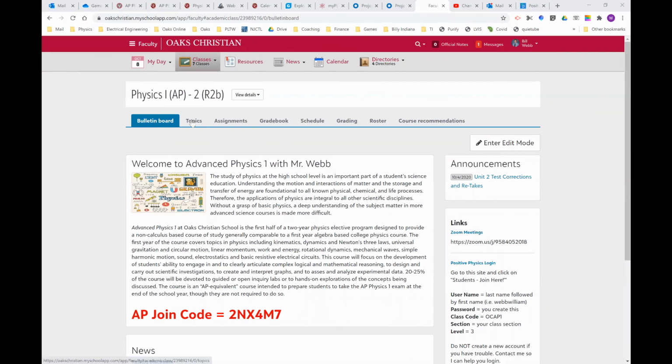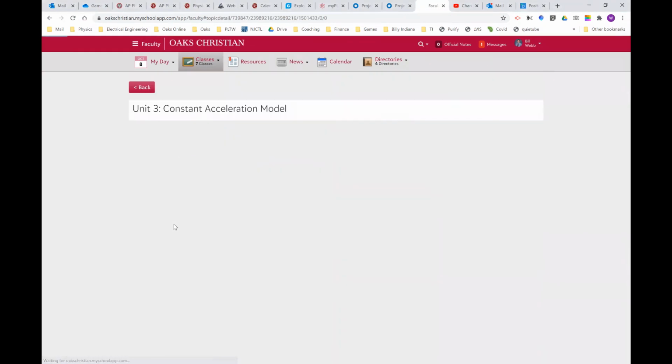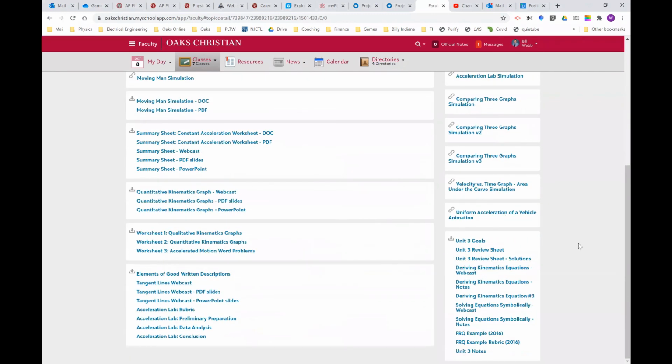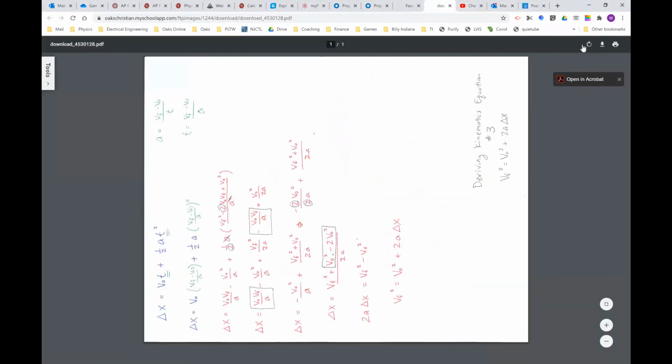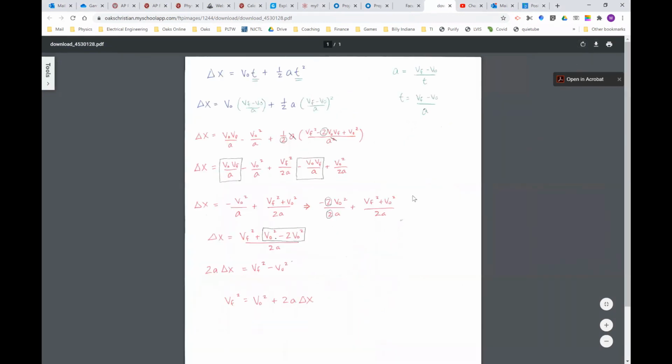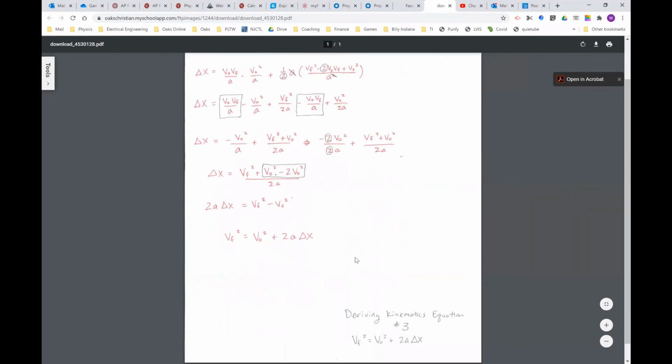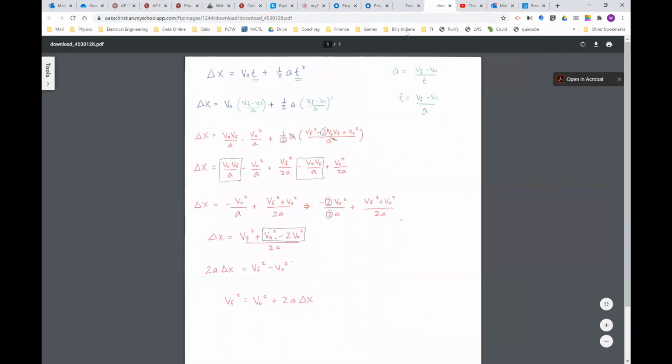And if you go to Axis under Topics, we are now in Unit 3. Down here in the bottom right-hand corner, you can see Unit 3 goals, review sheet, solutions to the review sheet, and then scrolling down a little bit further, here it says deriving kinematics equation number 3. So I've just written it out and put it in here as a picture so you can look at it, see the algebra, check, and if you want to try it yourself, you can see if you can come up with that same solution. All right, so that is an option. You can look at my work there.